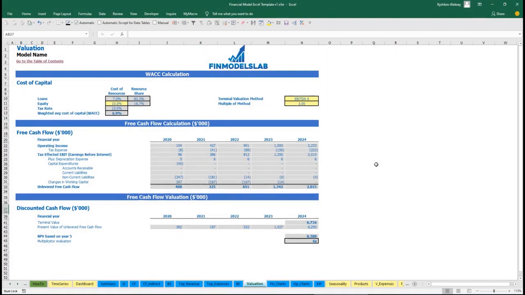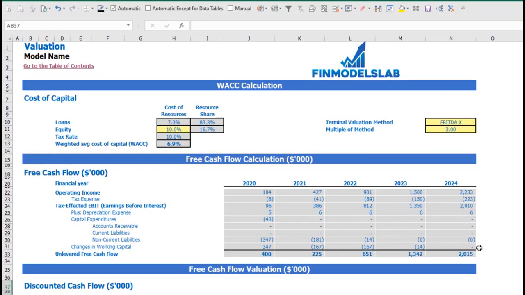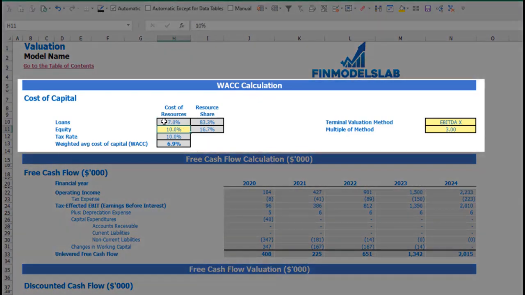On the Valuation tab, you may see the calculation of company valuation based on the cost of equity, which you may input here, the cost of loans you previously inputted on the dashboard, the calculation of resource share you may see here, there is also the tax rate, and here you may find the weighted average cost of capital.